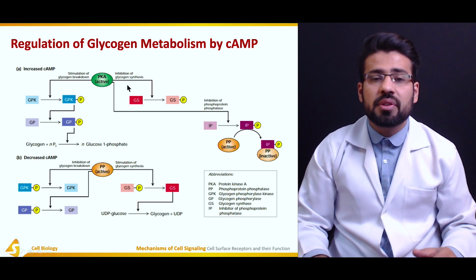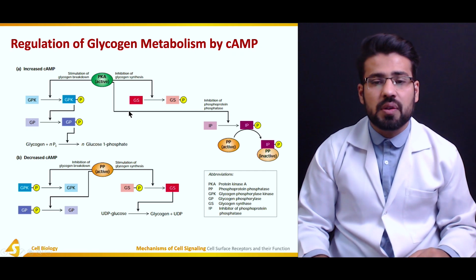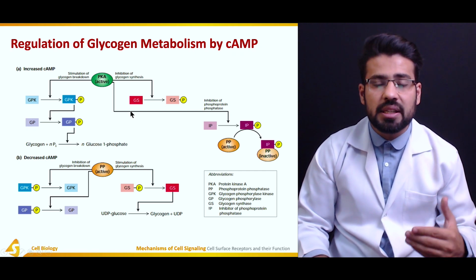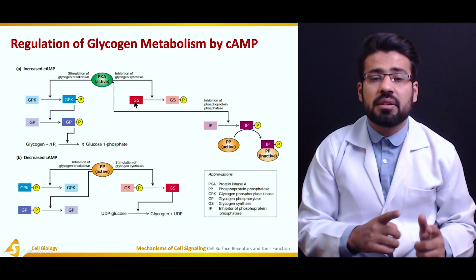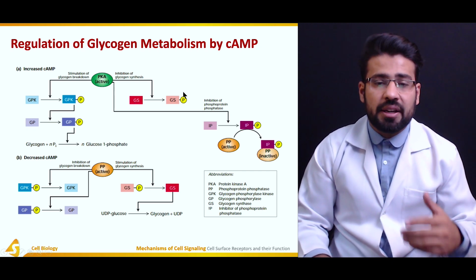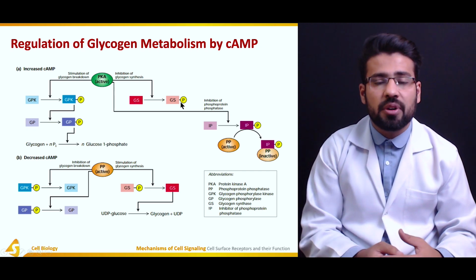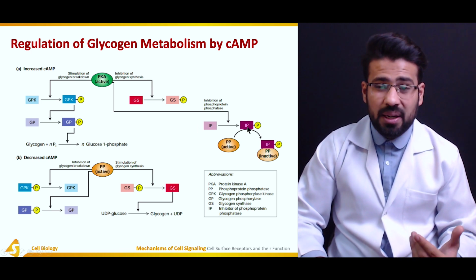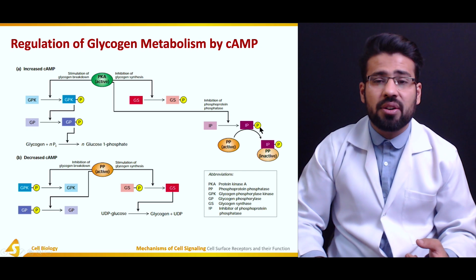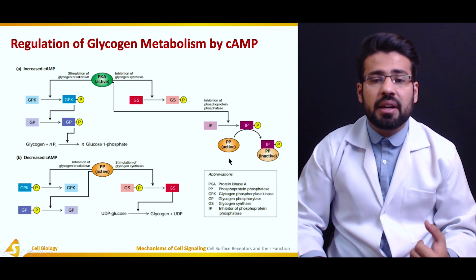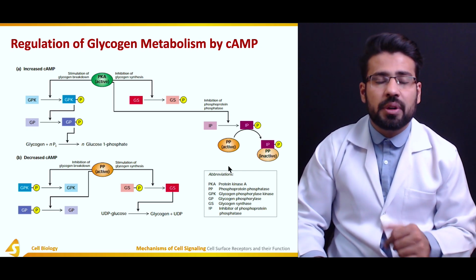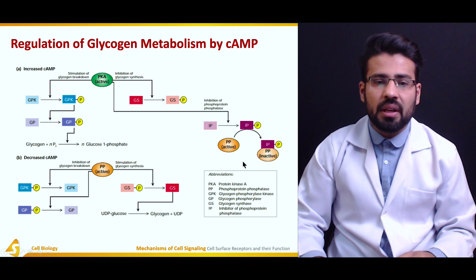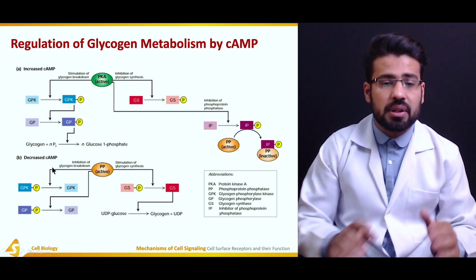Similarly, it is going to cause the inhibition of glycogen synthesis. We have here glycogen synthase. PKA causes the phosphorylation of it, and it causes the inhibition of the phosphoprotein phosphatase. After it is activated and phosphorylated, it causes the inactivated form of the phosphoprotein phosphatase. So in the case of decreased cyclic AMP, the result is the opposite.